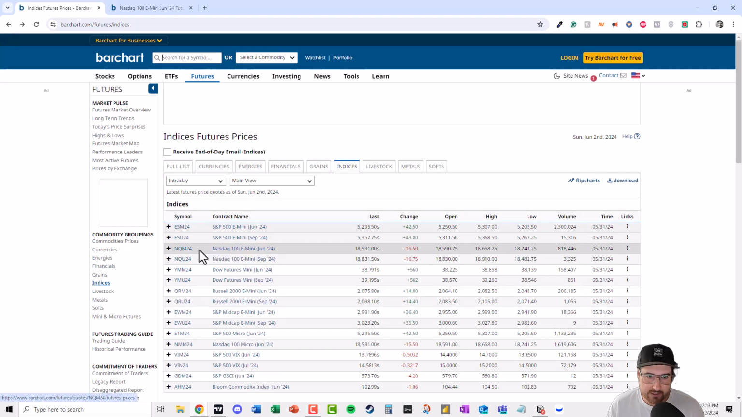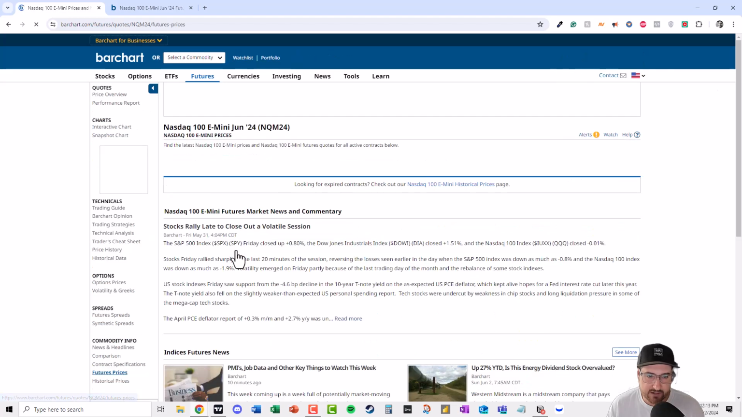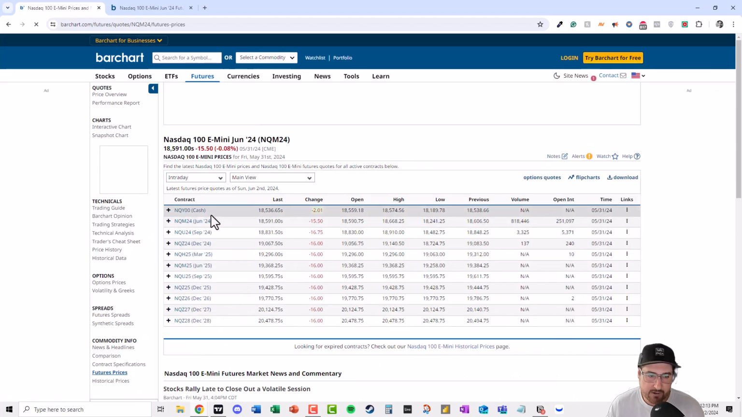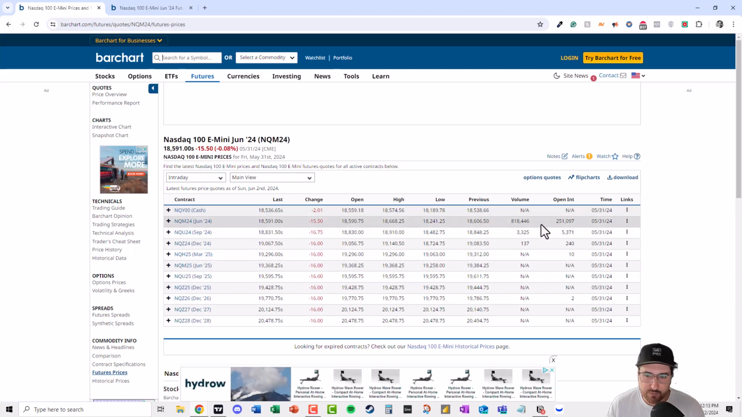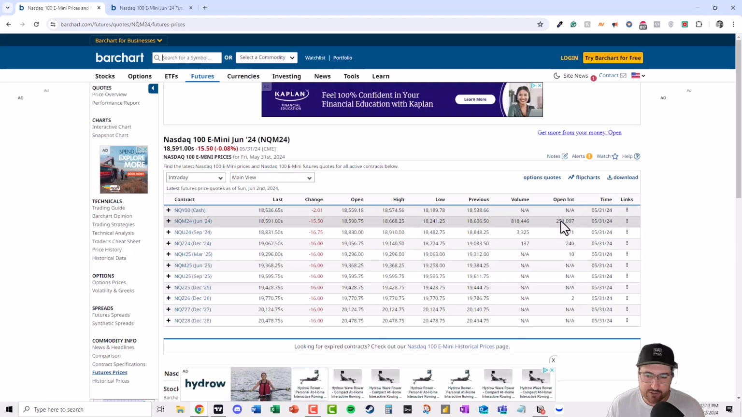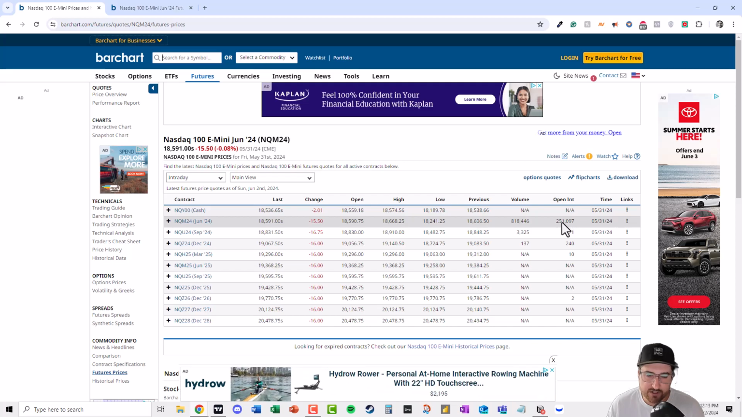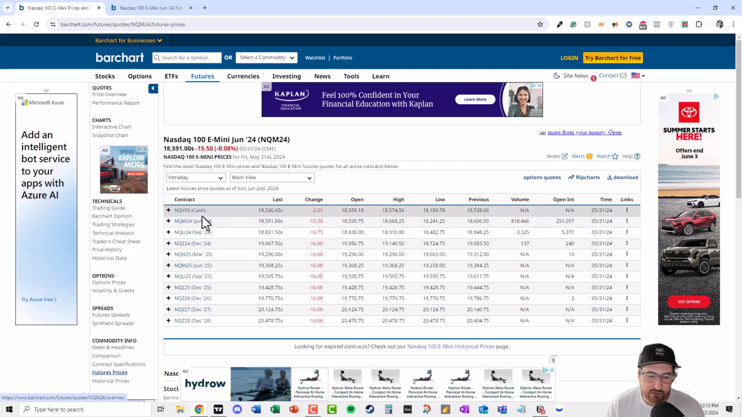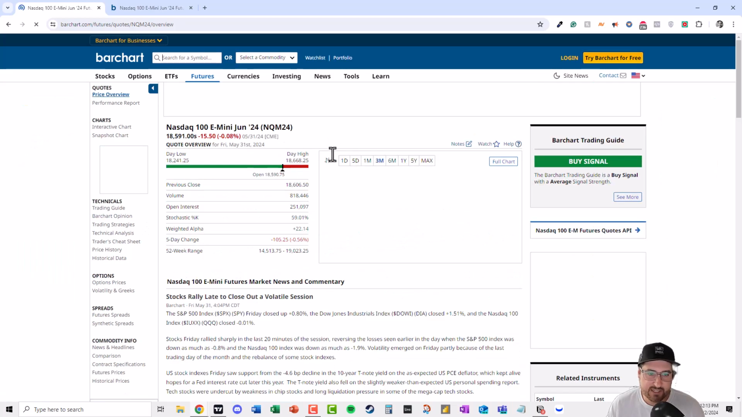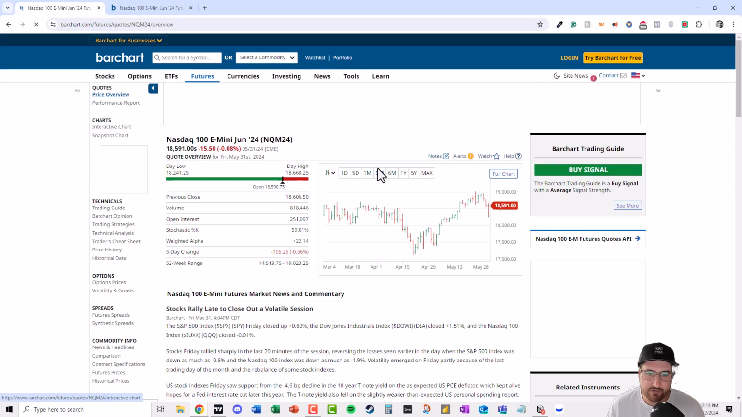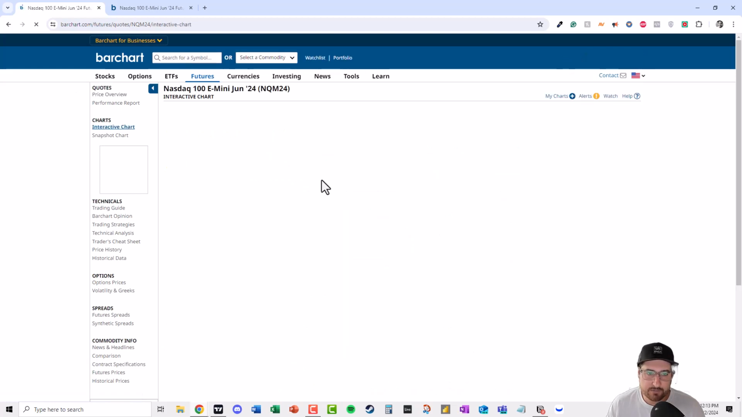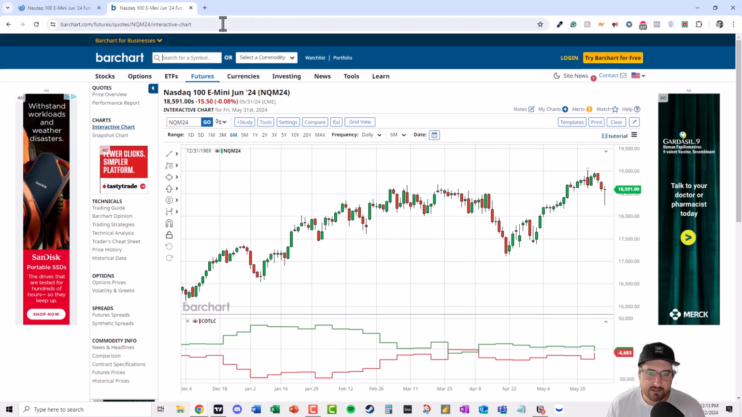Another way to check is if you go back and you click on actual NASDAQ, it will show you the contracts, and then you can see open interest. There's still more over here on the June contract versus September, so we will be trading the June one right now. So now once we get into the contract we are going to trade for the week, we are going to do full chart, and it's going to bring you over to this.